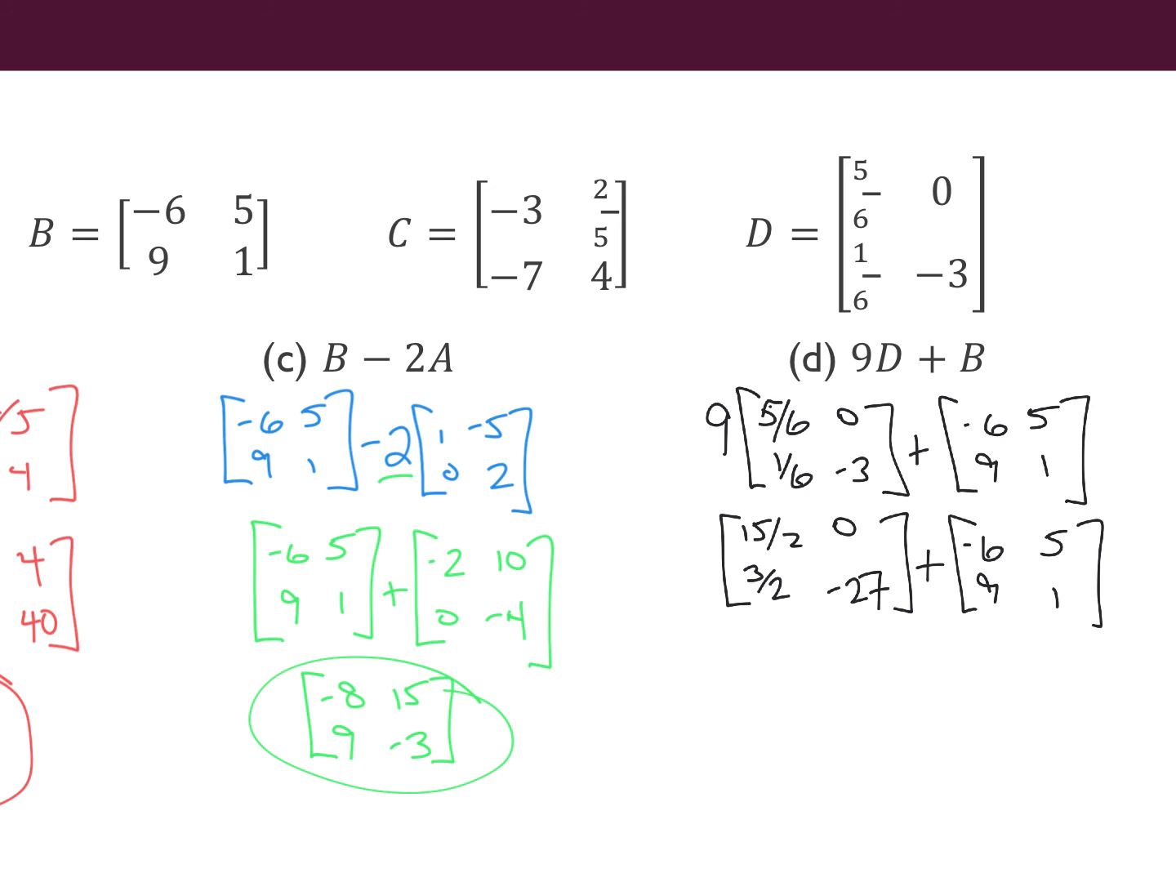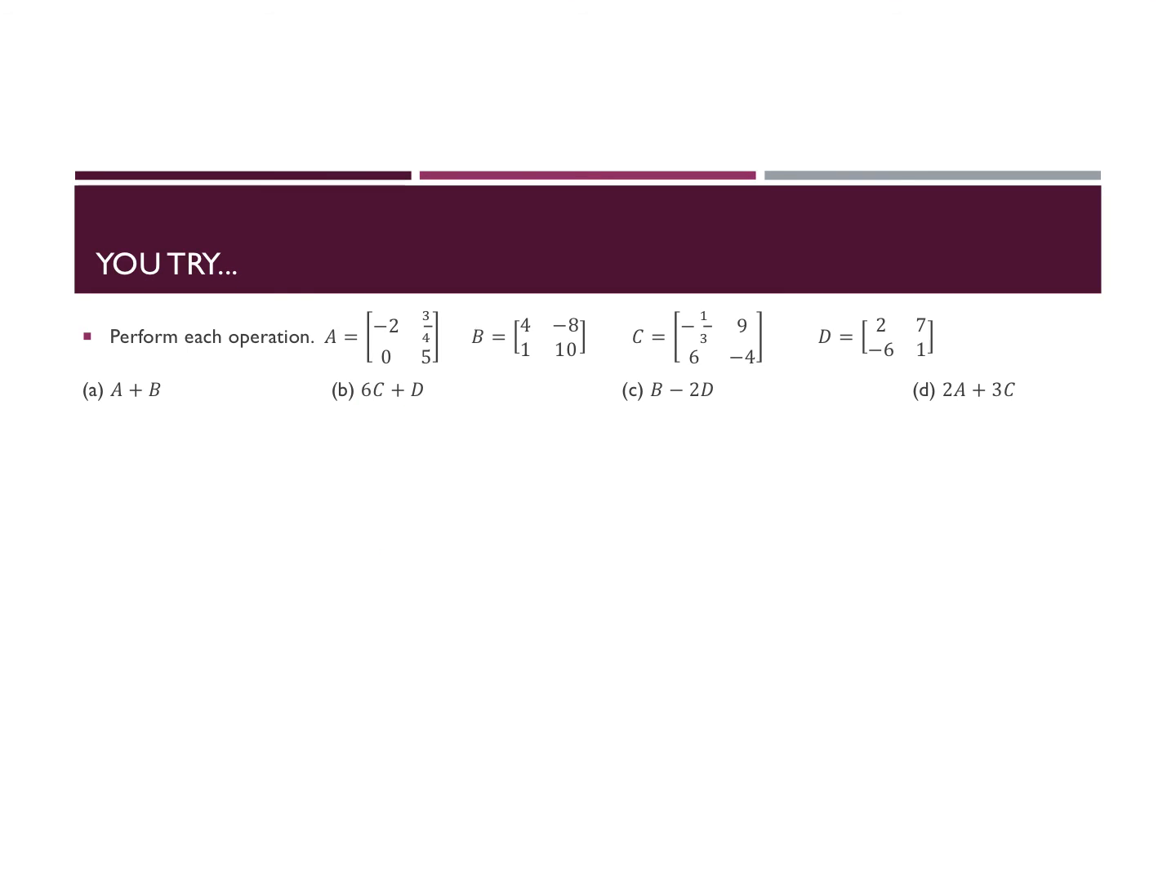Okay, and then we just add like terms. We know 5 halves and take away 6 as like taking away 12 halves would be 3 halves. 0 plus 5 is 5. 3 halves plus 9 would be like 3 halves plus 18 halves, which would be 21 halves. And negative 27 plus 1 is negative 26. That's it. Take a minute or two to try these example U-tries.